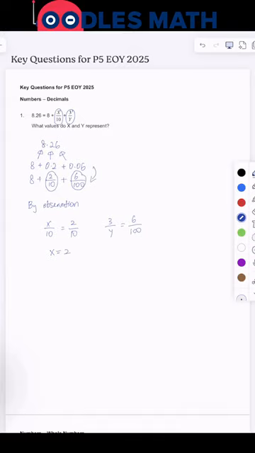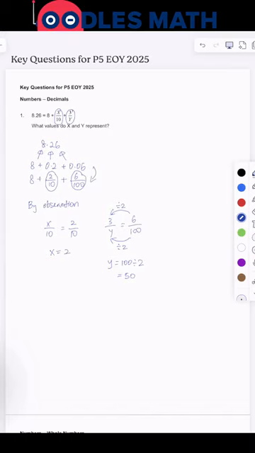Now from 6, how do I get a 3? I need to divide by 2. So by the concept of equivalent fractions, for the denominator we will also need to divide by 2. That's where we find the value of y, which is 100 divided by 2, giving us 50. So for this question, the value of x is 2 and the value of y is 50. So this is question number 1, a sort of warm-up question.